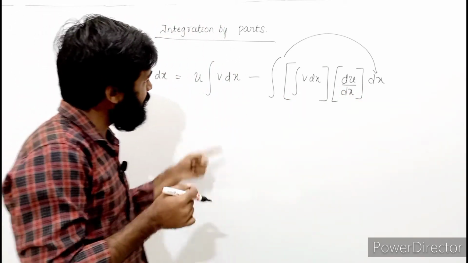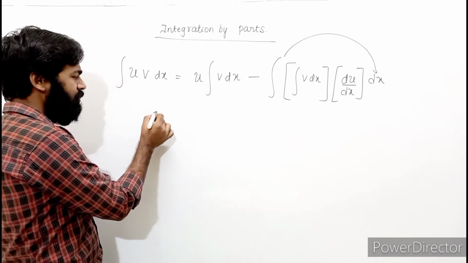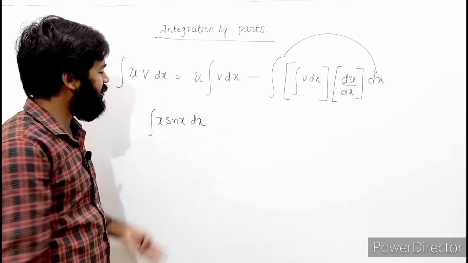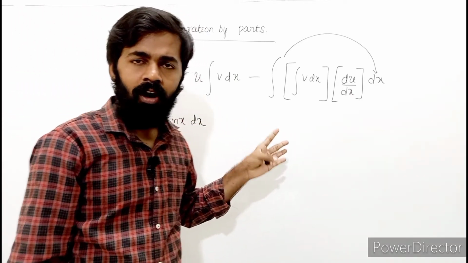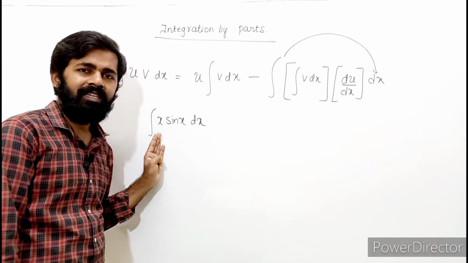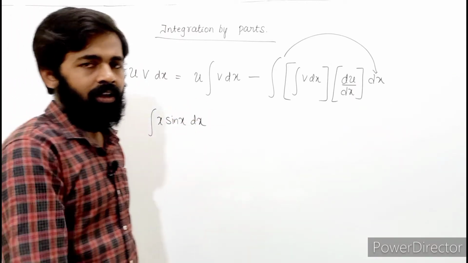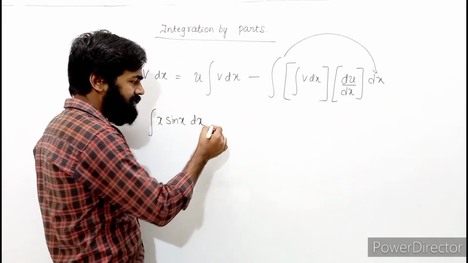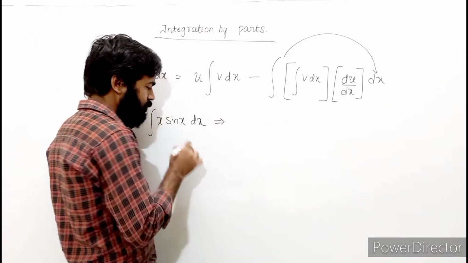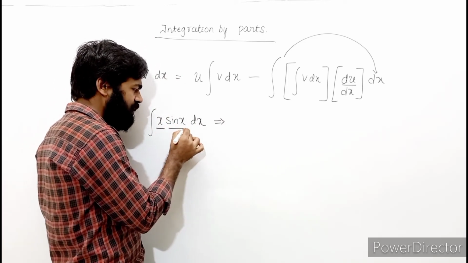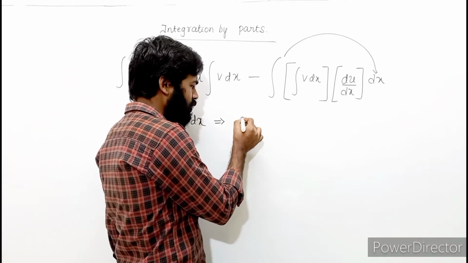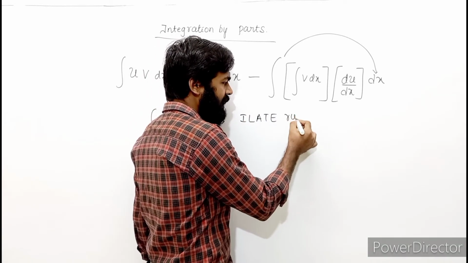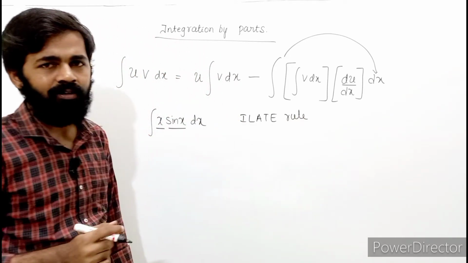Now to select u and v, for example, let's say we want to find the integration of x sin x dx. You can't simply take x as u and sin x as v, or simply take sin x as u and x as v. There is a rule for that. If you use that rule, it becomes easy for calculations. To find which one to use as u and which one as v, we use a rule called the ILATE rule. What does the ILATE rule mean?